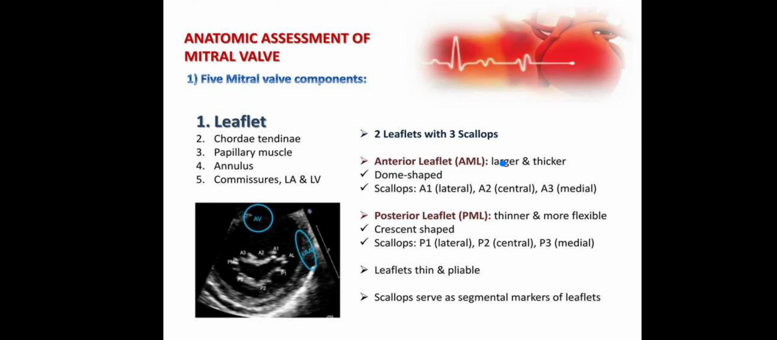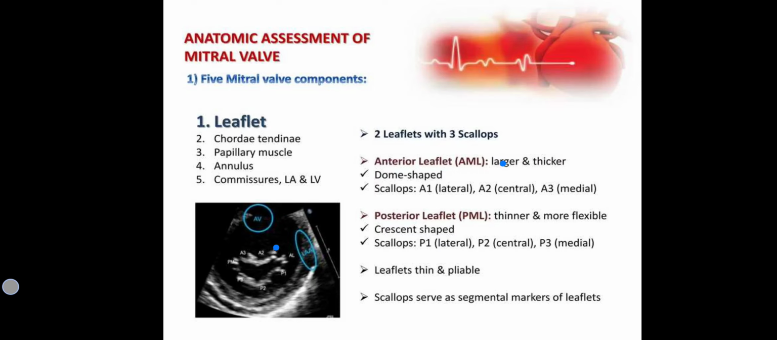Look here, this is the anterior mitral leaflet, which is larger and thicker and dome shaped. Scallop A1 is lateral, A2 is central and A3 is the medial scallop. Then the posterior mitral leaflet, which is thinner and more flexible and crescent shaped. Scallops P1 is lateral, P2 is central and P3 is medial.